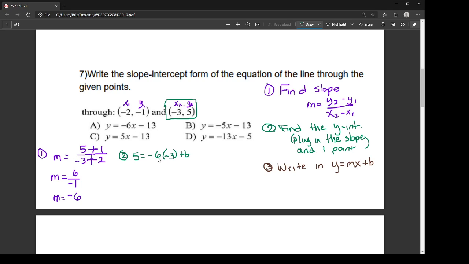So I'm going to multiply together first, because that's my first order of operations. So negative 6 times negative 3 is 18 plus b. And then I need to subtract 18 to the other side of the equal sign to isolate b, to get b by itself. And so here I get negative 13.